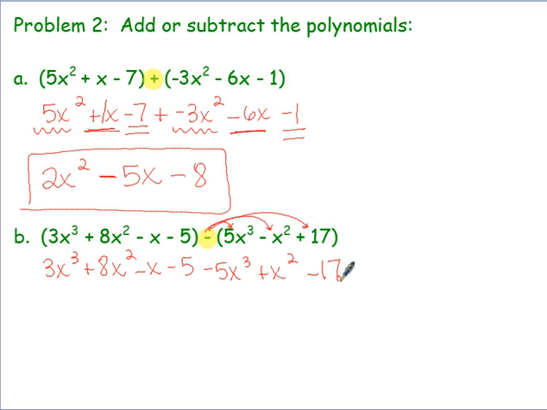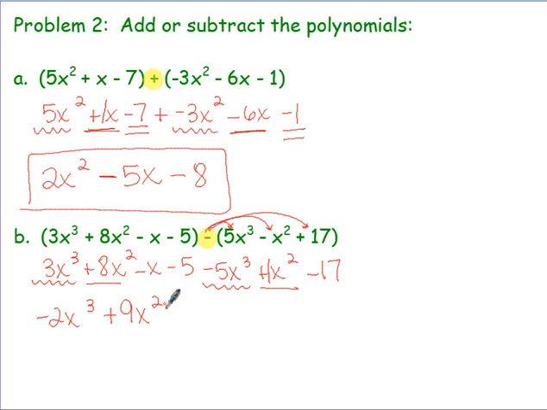Now, combine like terms. Highest exponent, 3. Are there any more 3's? Yes, right there. 3x to the third minus 5x to the third. 3 take away 5 is negative 2x to the third. The next exponent is squared. There's a squared, and there's a squared. 8 plus 1 makes positive 9x squared.